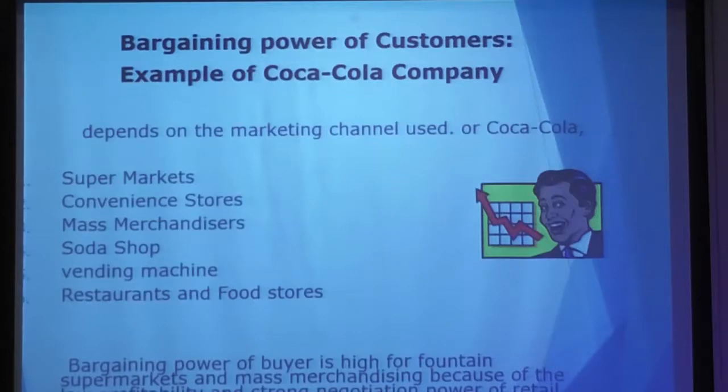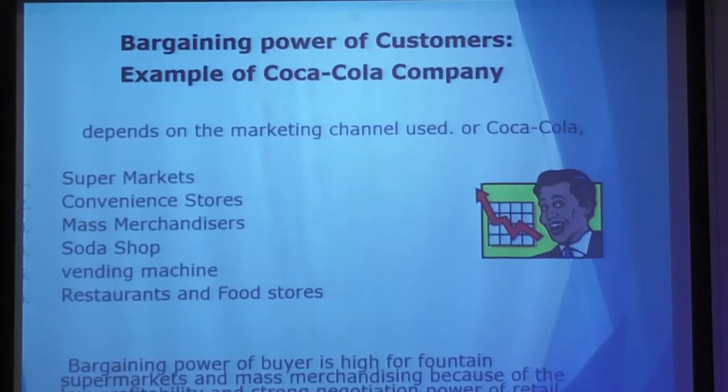Now, if the supermarkets are buying in bulk, and suddenly for some reason they don't give the contract back again, if they are buying in bulk anyway, they have a higher bargaining power. Obviously, they have a higher bargaining power. Right? If it's vending machines, the small machines that you see, or restaurants or food stores where you're selling in smaller quantities, it's not a big issue.